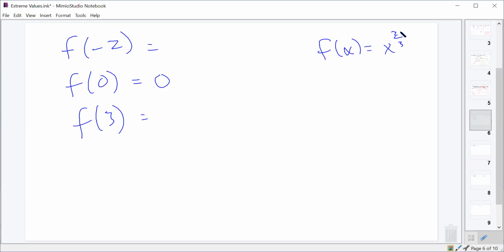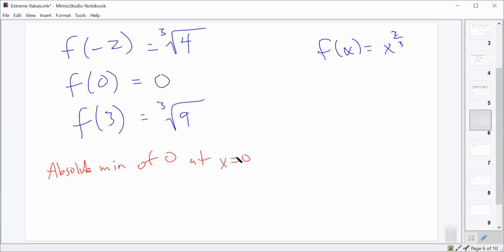First, you square the -2 to make it a 4, and then cube root it. So this is the cube root of 4. And we'll do the same with 3. First, we square the 3 and then cube root it. So cube root of 9. Which of those three numbers is the smallest? 0. Yes, so it has an absolute min of 0 at x equals 0. And which one of those three numbers is the largest? Cube root of 9.